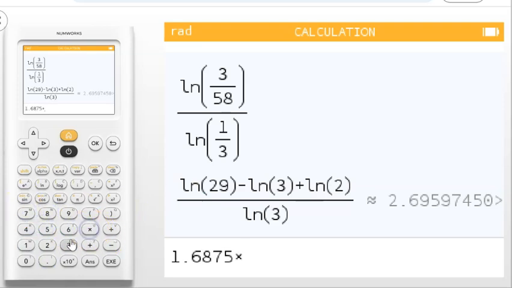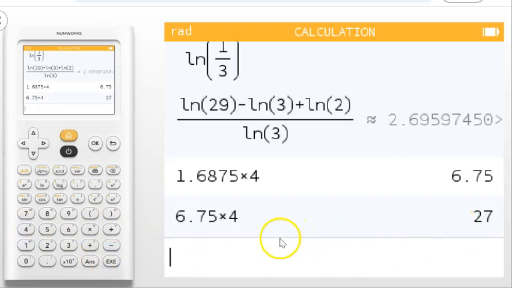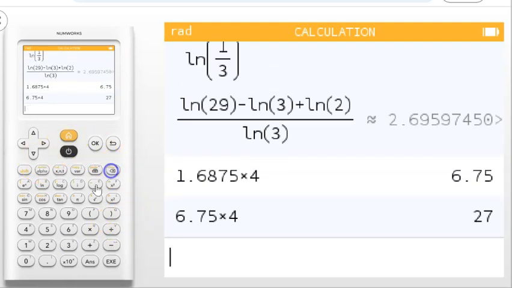1.6875. And I'm going to multiply it by, I don't know, let's multiply it by 4 and see what we get. Oh, 6.75. Now let's multiply 6.75 times 4, and we get 27, and 27 is related to 3. 27 is 3 cubed. So basically what we have here is 3 to the third power divided, whoops, I messed that up. Now let's go back here. Let's do this.